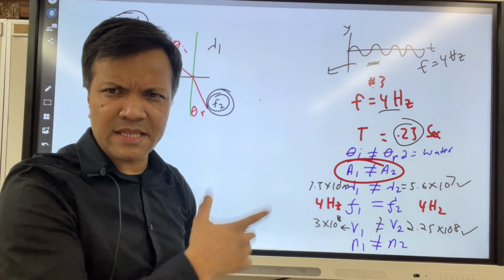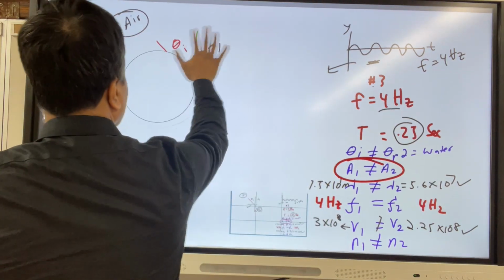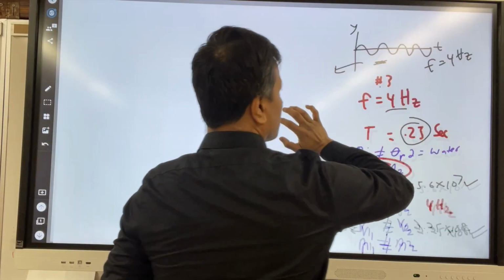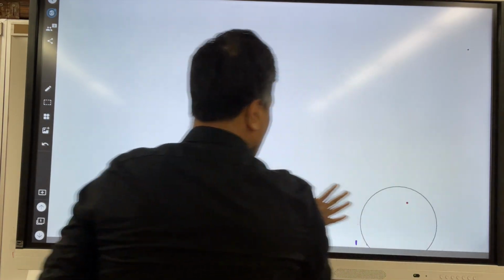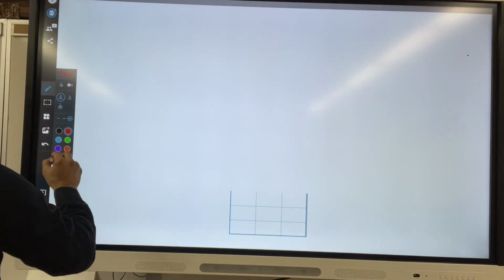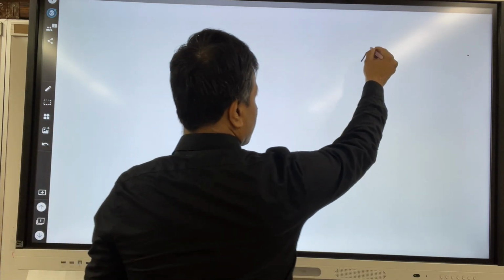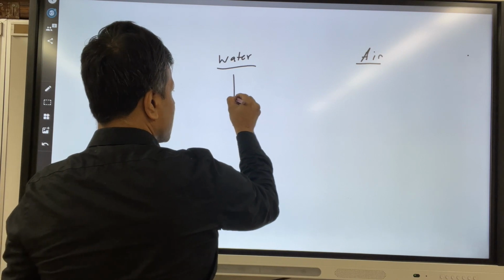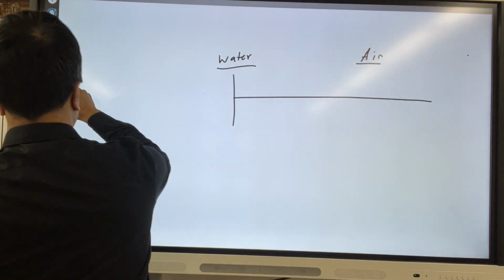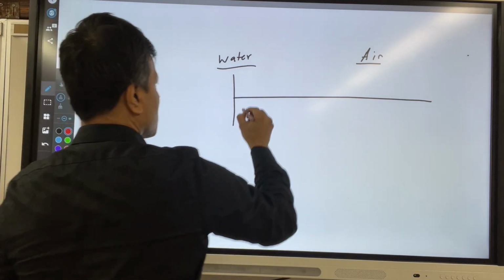So now, to understand the other concept, we're going to go to big idea number 2. When light moves from water to air, or from air to water, how would it look like? So let's call it water and let's call it air. Light is moving now from water to air.